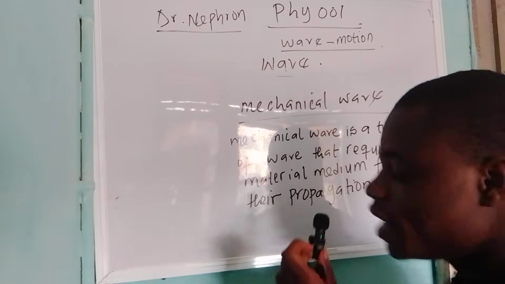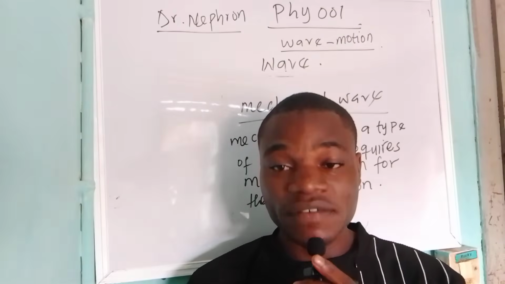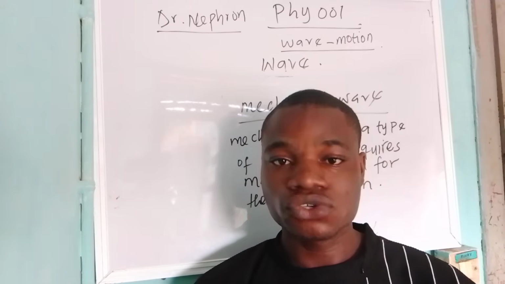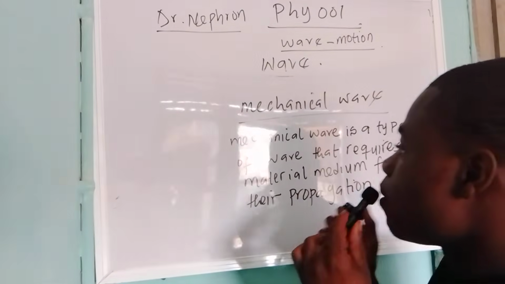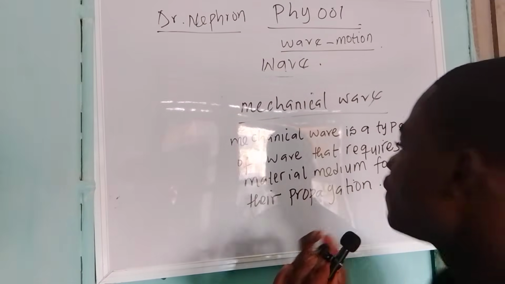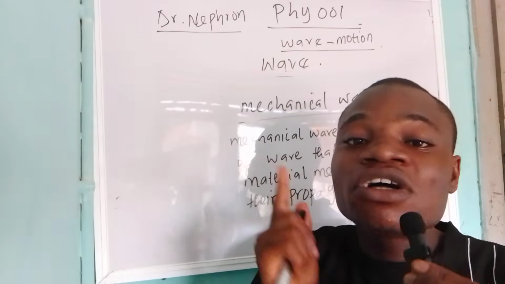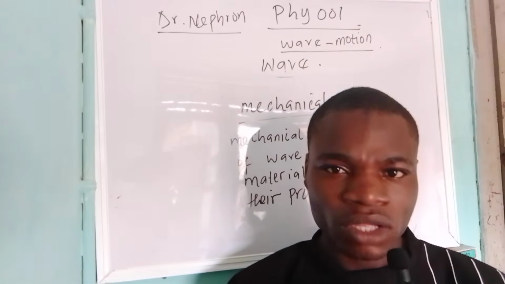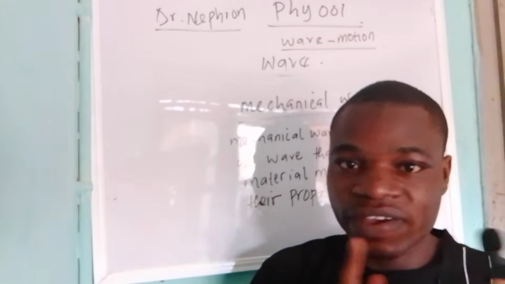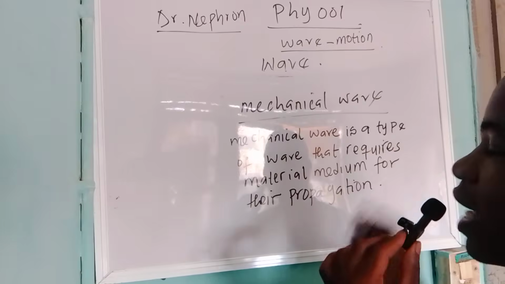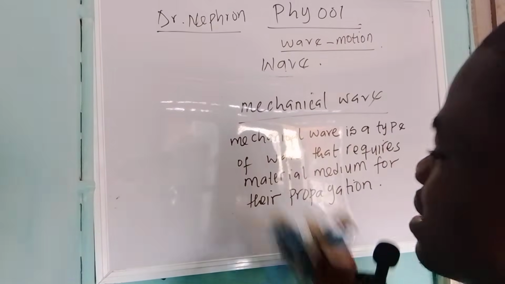You see, anytime you hear propagation in physics, propagation definitely means vibration too. In some textbooks, you can define mechanical wave as the type of wave that requires a material medium for their vibration. Do you get it now? For vibration or propagation, either one you say is very correct. So that's called mechanical wave.